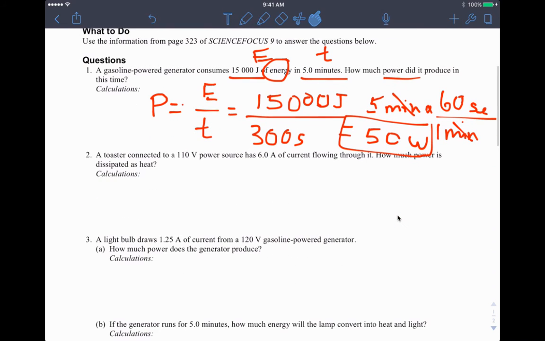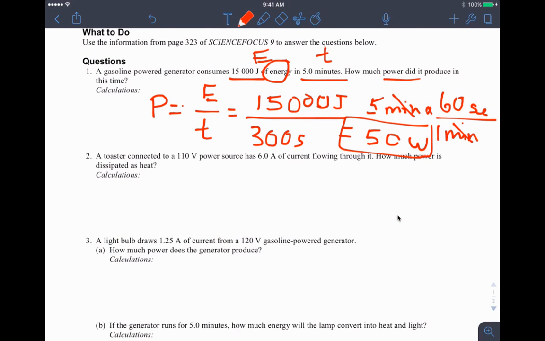Now I'll look at the next one because it uses the other formula. So this one says a toaster is connected to a 110 volt power source. That is voltage, and there's 6 amps of current flowing through it. So how much power is dissipated as heat? So if you're trying to calculate power and you're given voltage and current, now the formula is P equals I times V. So the math here is pretty straightforward. We'd go 110 times 6 to give us 660 watts.